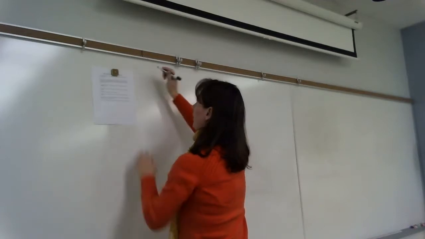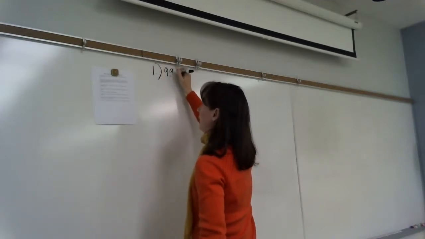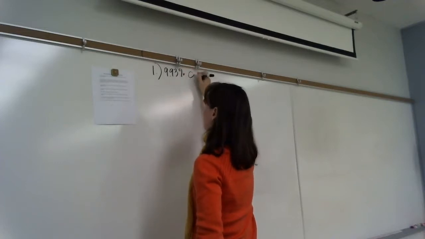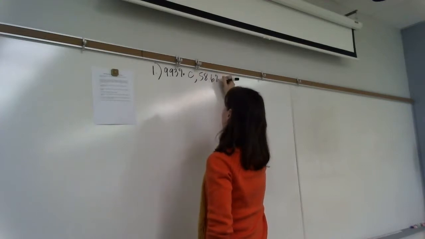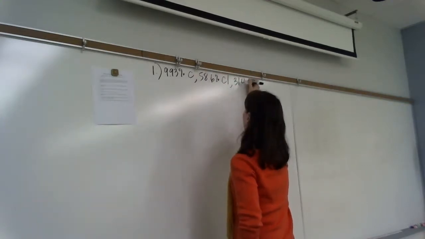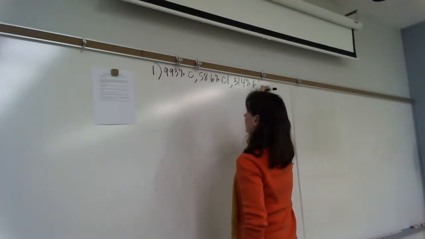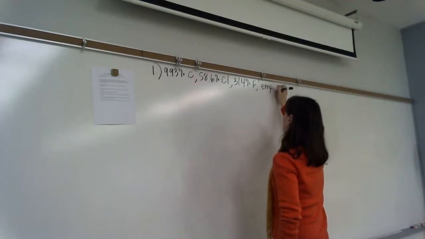So problem number 1 tells us that a compound is 9.93% carbon, 58.6% chlorine, 31.4% fluorine, and we want to know what's the empirical formula.